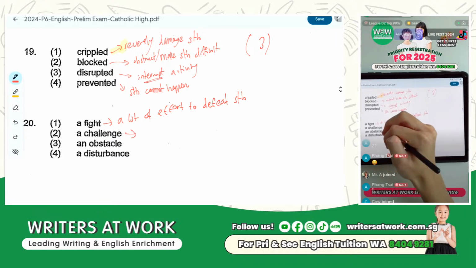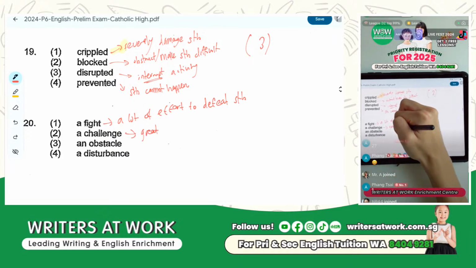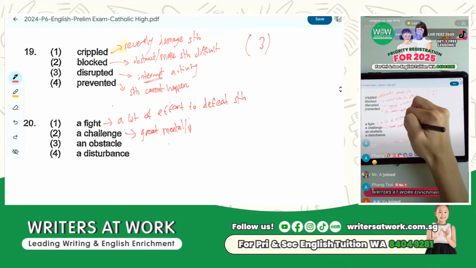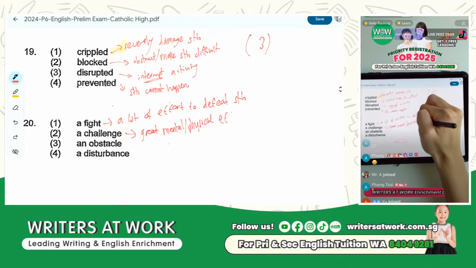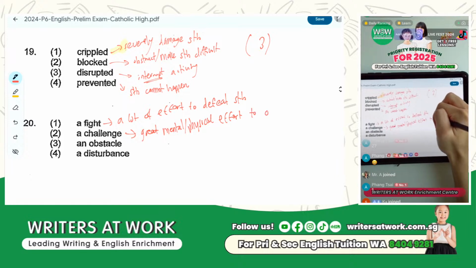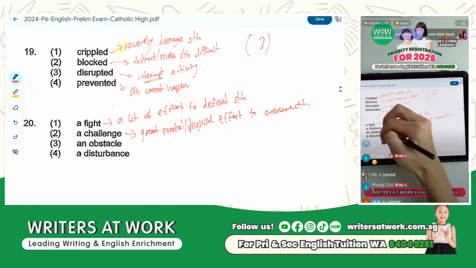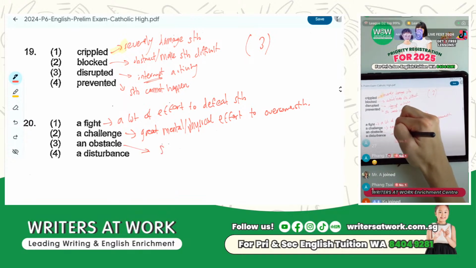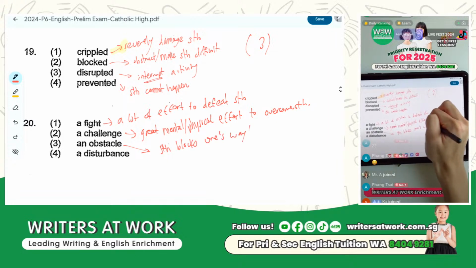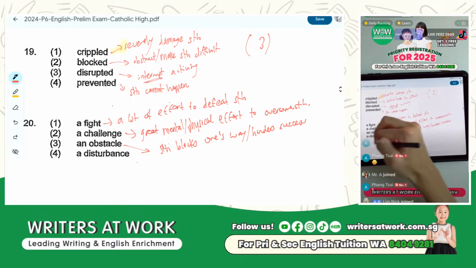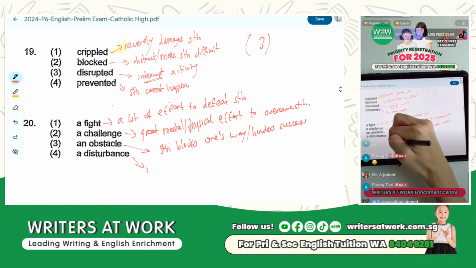When you talk about challenge, it means that there is a lot of great mental and physical effort to overcome something. So you're trying to break free from certain limitation. Obstacle is something that blocks one's way of success or hinders the success. Okay, while disturbance means interruption to peaceful condition.